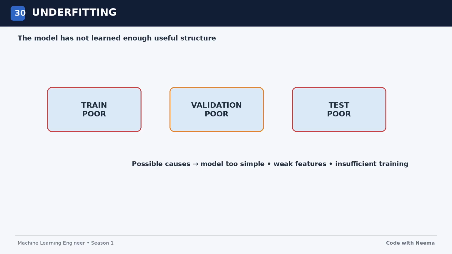The opposite problem is underfitting. Here the model performs poorly even on training data. Maybe the model is too simple. Maybe the features are not informative. Maybe the model hasn't been trained enough. So our goal isn't simply to maximize training accuracy. Our goal is to find a model that generalizes well.